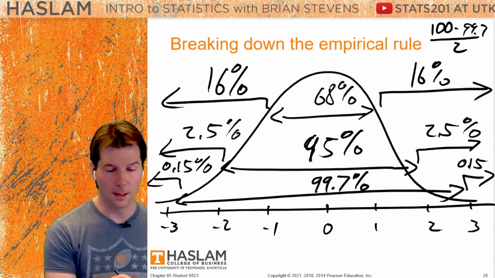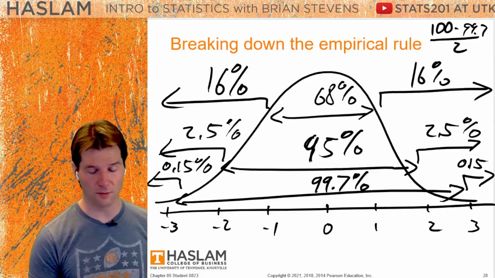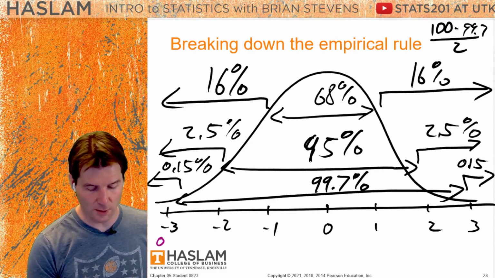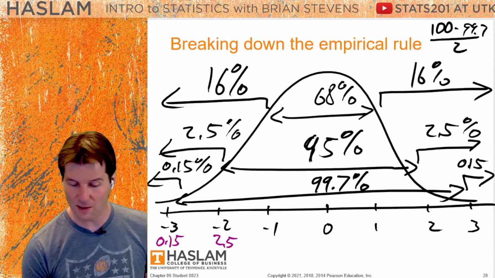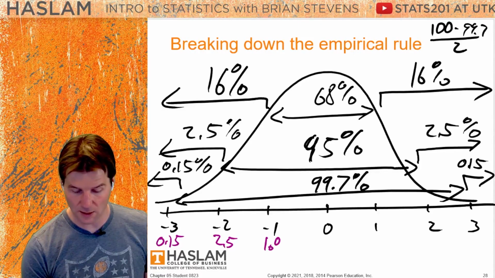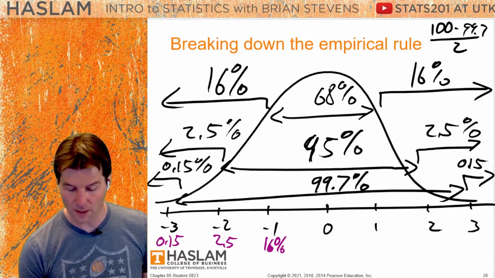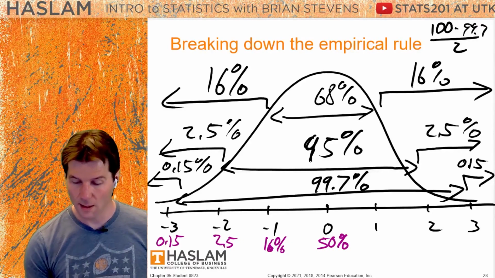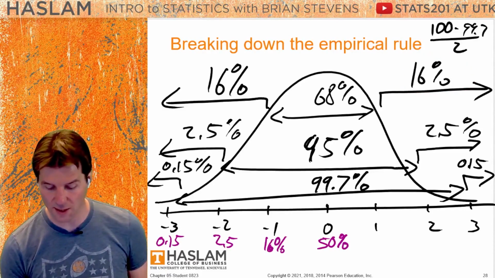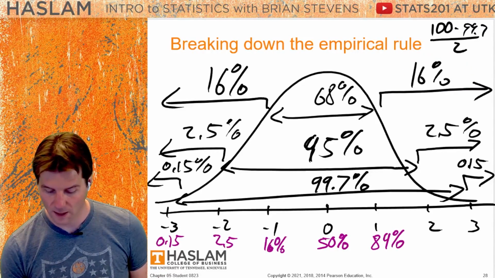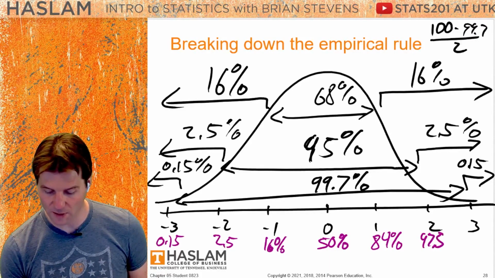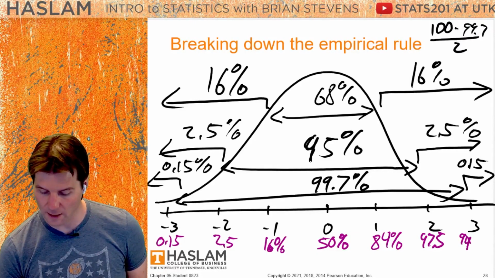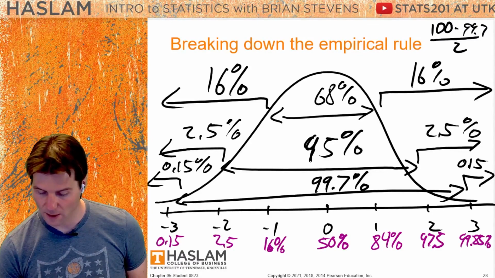The next thing we probably want to do is start writing down the numbers in the cumulative sense. Starting at the bottom, we get 0.15, and then we go to the next one, 2.5. We go to the next one, 16%, and then this is a weird one because there's no number here. If we're at the middle, it's 50%. Now, when we get to the top, we have to subtract from 100 and get 84%. I don't want it to look like a 9 right there. And then 97.5, because 100 minus 2.5. And then 99.85. There we go.